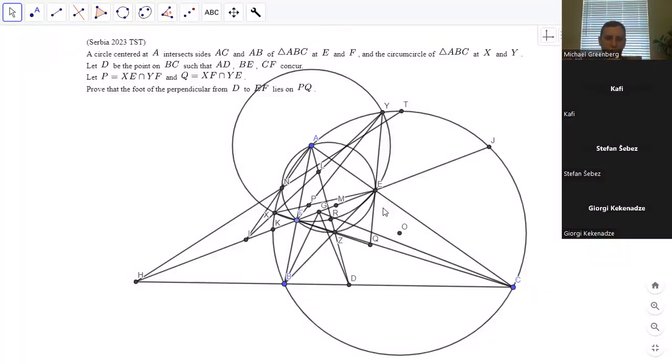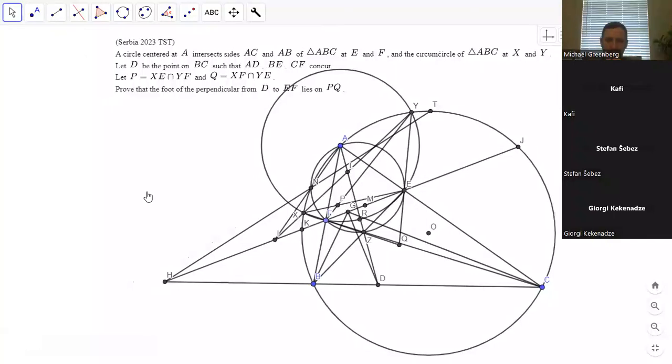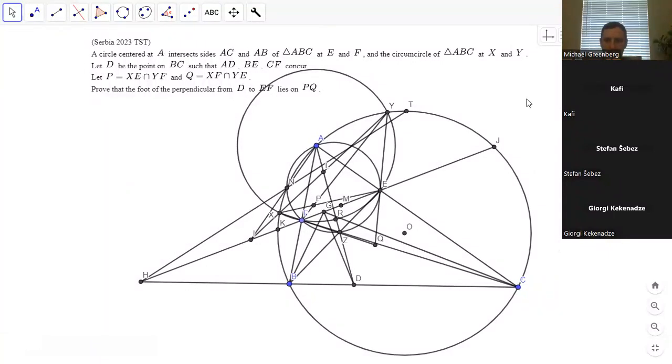Because INE and HNC, INE is 180 minus ANE, and HNC is 180 minus TNC. So we want to show TNC equals ANE, and that's easy to show. Okay, so I'll just leave point P in there, and then I think I'll write it up as a proof.